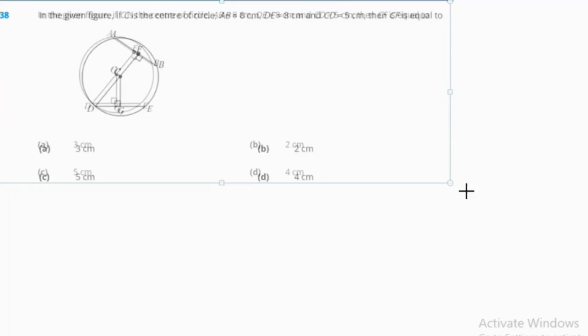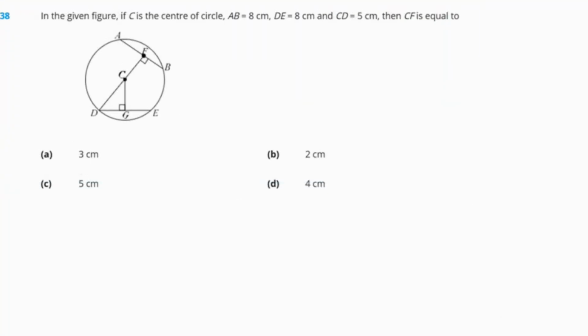Now in this given figure, C is the center of the circle, AB is equal to 8 centimeters, DE is also equal to 8 centimeters, and CD is equal to 5 centimeters. Then we need to figure out the value of CF. The question is asking about the value of CF. C is the center, AB is 8 centimeters and DE is also 8 centimeters.